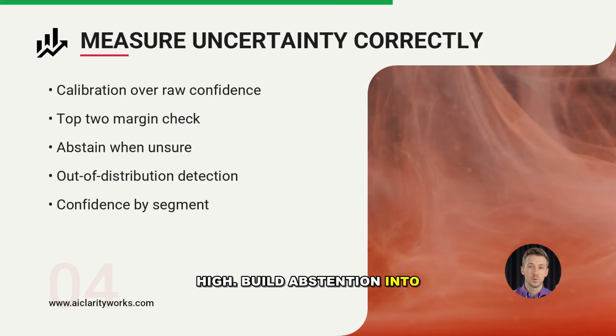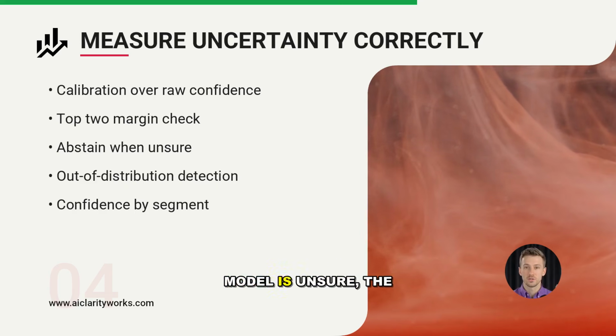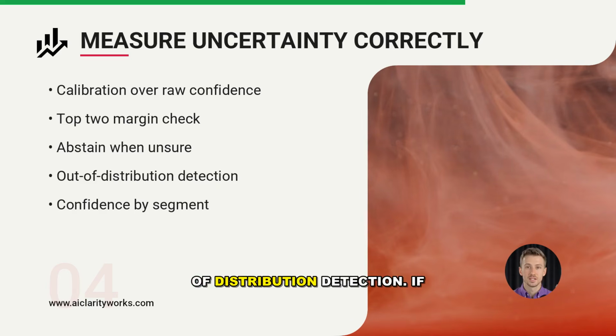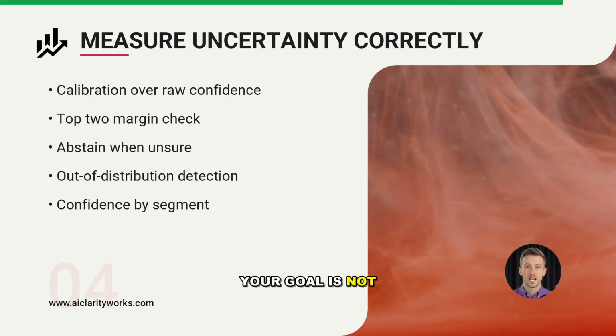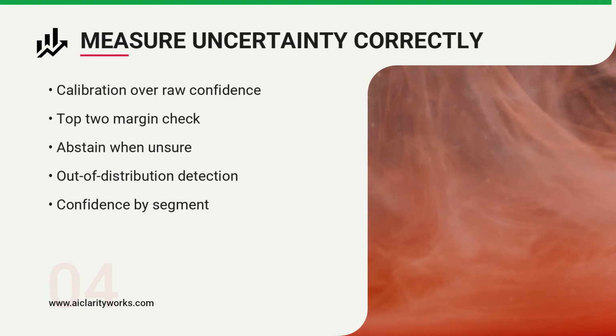Build abstention into the workflow. When the model is unsure, the correct action is to not guess. Add out-of-distribution detection. If the input looks unlike training data, treat it as risk and escalate or request more fields. Your goal is not to sound confident. Your goal is to know when you should not decide.